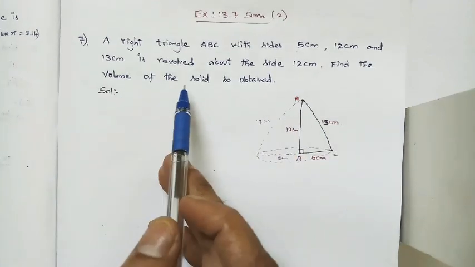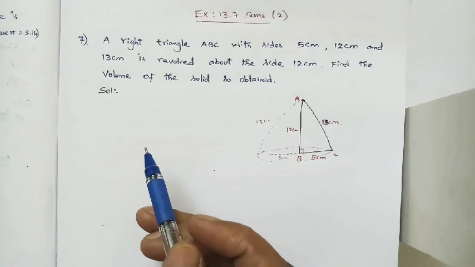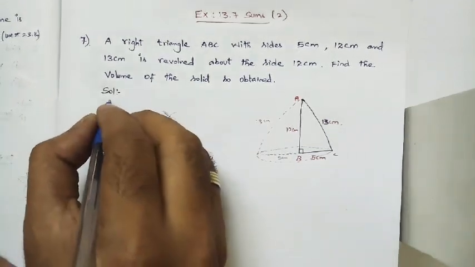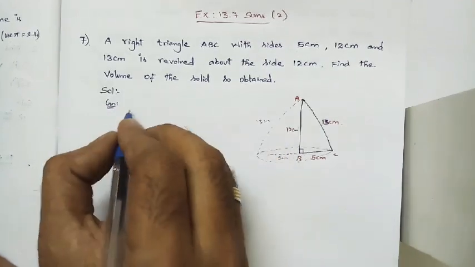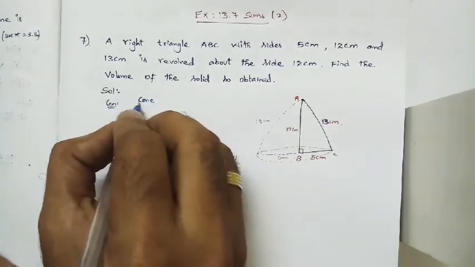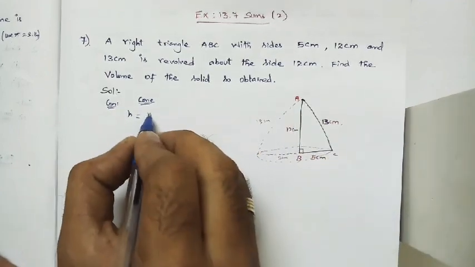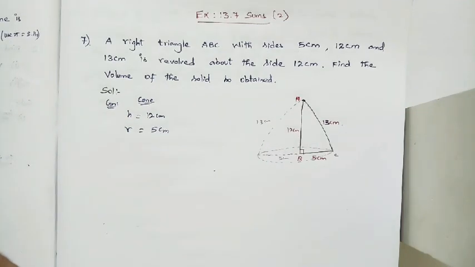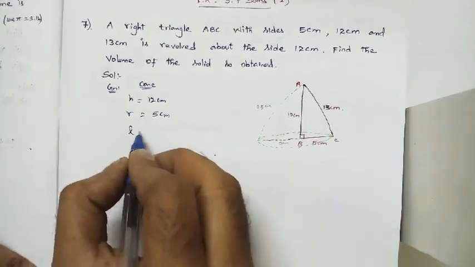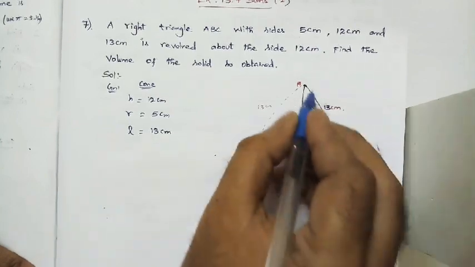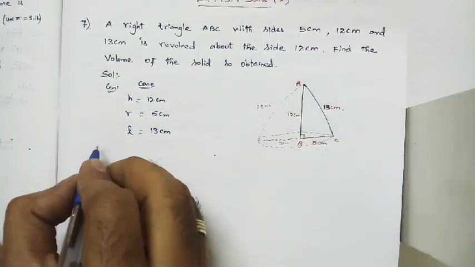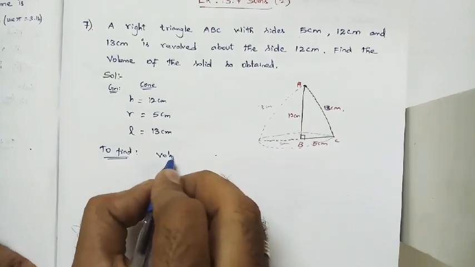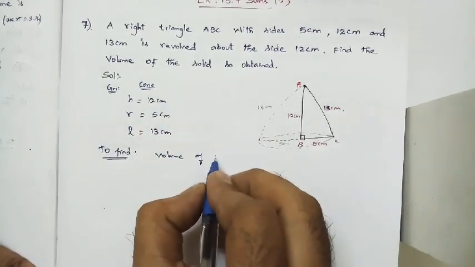Now we want to find the volume of the cone. For finding the volume of a cone, what do we need? Height and radius. Here it is given: height of the cone is 12 centimeter, radius is 5 centimeter, and slant height l is 13 centimeter. Now what we want to find is the volume of the cone, which is the volume of the solid.